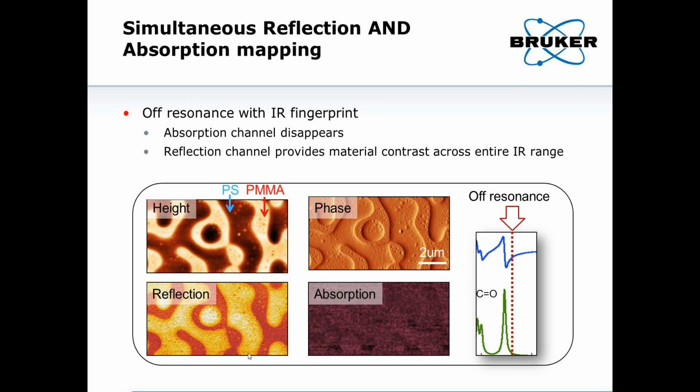And this is a really nice capability because when you first align the system, you might not be near an absorption line on a material that you're unfamiliar with, but you will always get some sort of reflection signal. And you can use this reflection signal to optimize the system and then search for the absorption contrast.